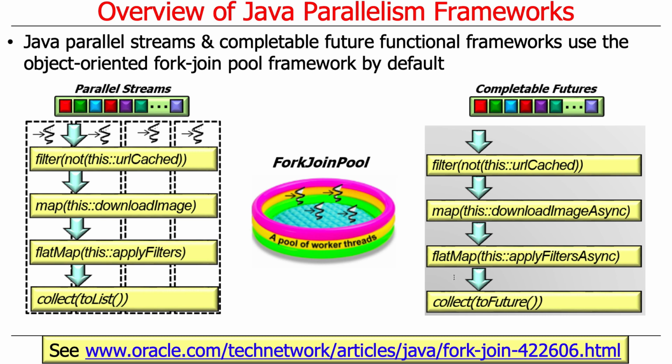Another thing to note here is that the parallel streams and completable futures frameworks typically use the fork join pool under the hood to do their job. So all the effort that went into optimizing the fork join pool with work stealing and all these other cool mechanisms gets leveraged by parallel streams and completable futures.